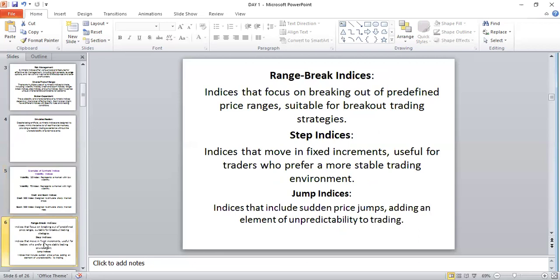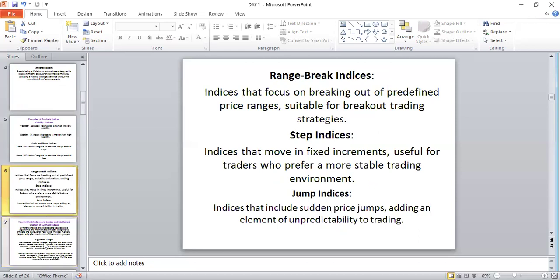Another condition type of indices is the range break indices. We have Range Break 100 and we have 200. We also have step indices and we also have jump indices. So these are the whole things we'll be looking at as far as this training is concerned. We have to look at all these things, how to manage the market and how to work with them.